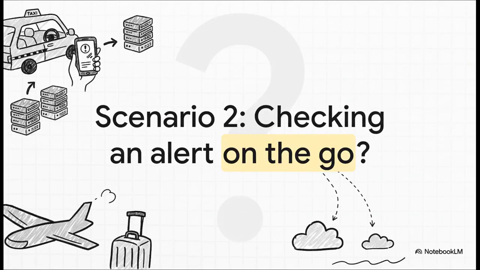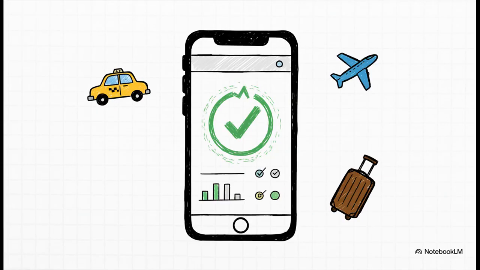Okay, next up. You're in a taxi, on your way to the airport, and you get a critical alert on your phone. How do you quickly check the status of whatever's going wrong? You got it. You pull out your phone, you open the Azure Mobile App, and you get an immediate status update. You might even be able to restart the service right then and there. It's all about speed and convenience.